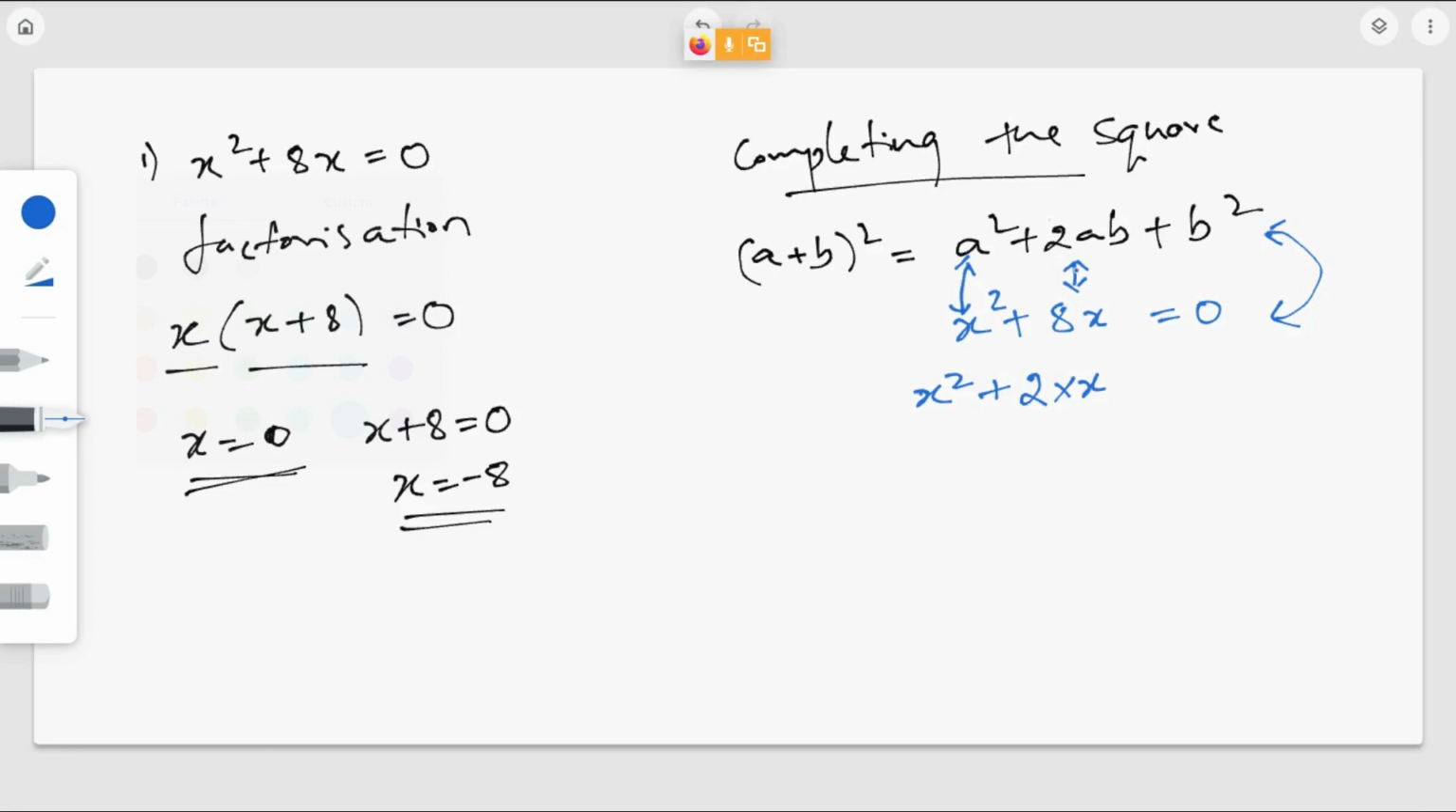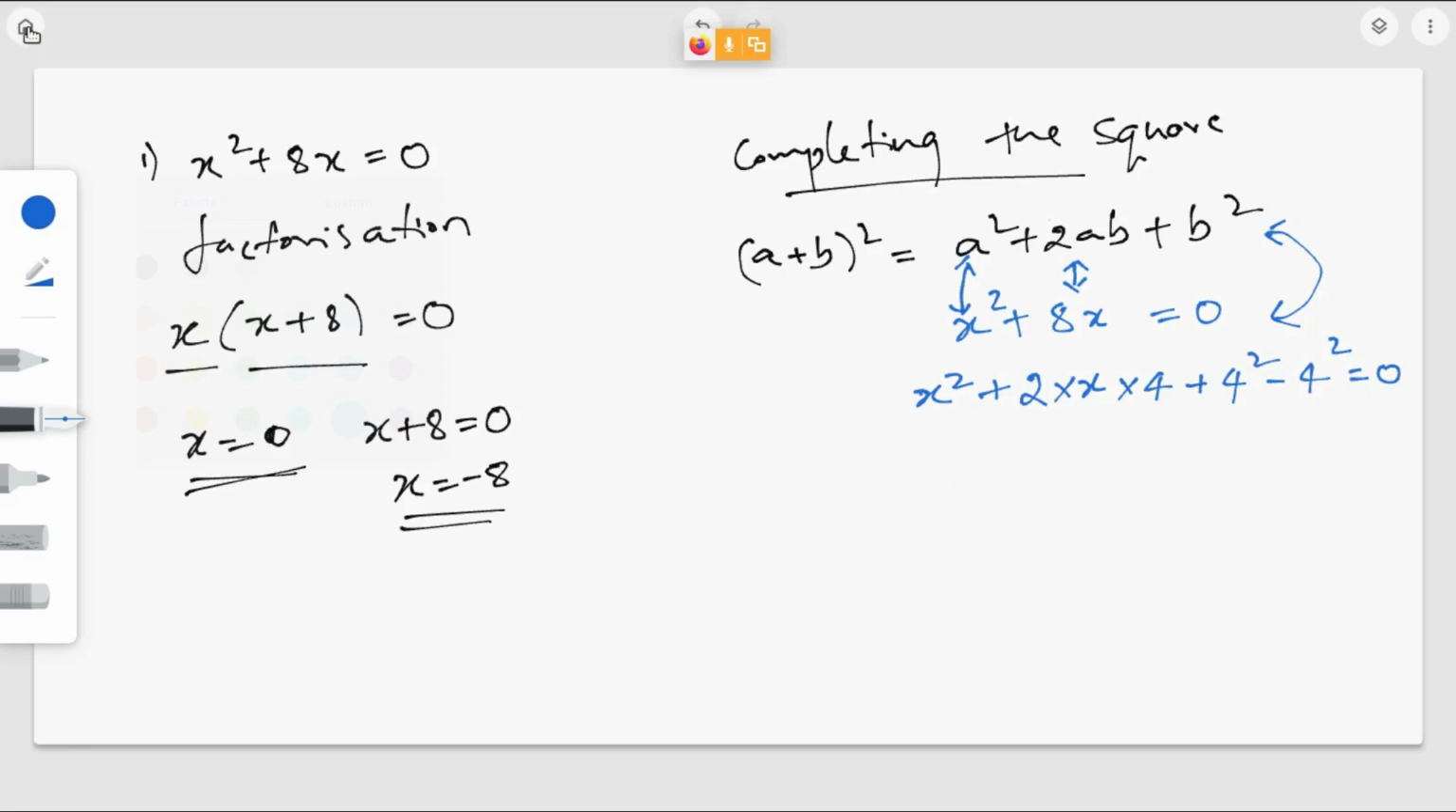Here this 8x can be split into 2 into x, because x is our a, into what? By multiplying which number with 2 do we get 8? 4. So you need to write 4 here. So 4 is our b. Next, b square, so you need to take 4 square, minus 4 square is equal to 0.